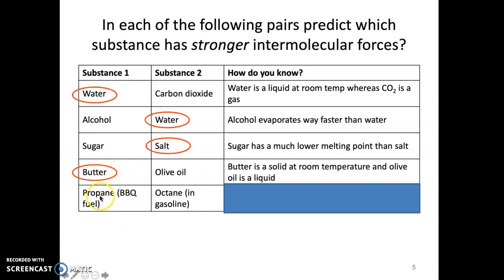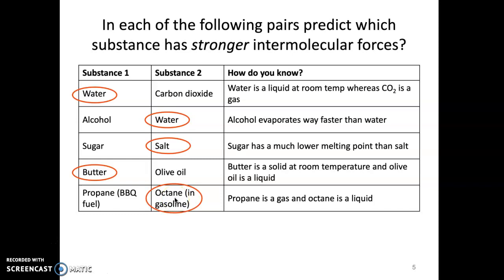And then my last pairing here, we've got propane, which, if you have a gas barbecue that has those big tanks, is the fuel that runs the barbecue. And then octane is a main component in gasoline. Between those two, if you've ever been the person who had to turn on the barbecue, you'll know that propane is a gas. Whereas if you've ever pumped gas into your car, you know that it's a liquid, which tells me that octane is the one that has the stronger intermolecular forces.